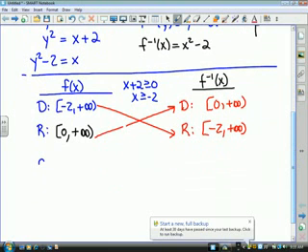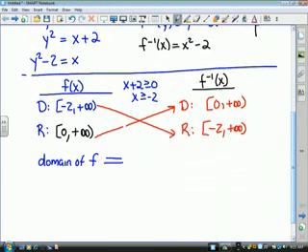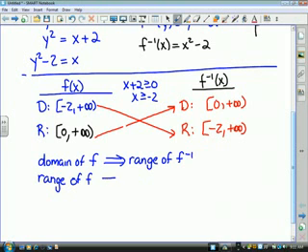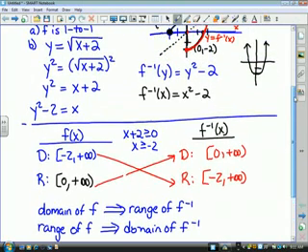So what we learn is that the domain of f is the range of the inverse function, and the range of the original function is the domain of the inverse function. This is one of the reasons why we had to do domain and range in the first place. Because if you didn't know how to do domain and range, you couldn't give me the answer to questions like this one.